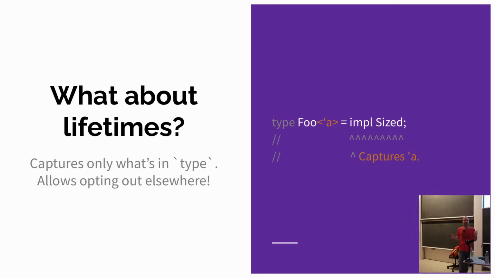Unfortunately, though, there's even more. Yeah, go ahead. If you can go back one slide. Yeah. Isn't this kind of opposite of the general Rust mentality of being explicit? Now you kind of explicitly have to opt out. Explicitly have to opt out in what sense? Oh, of captures. Yeah.